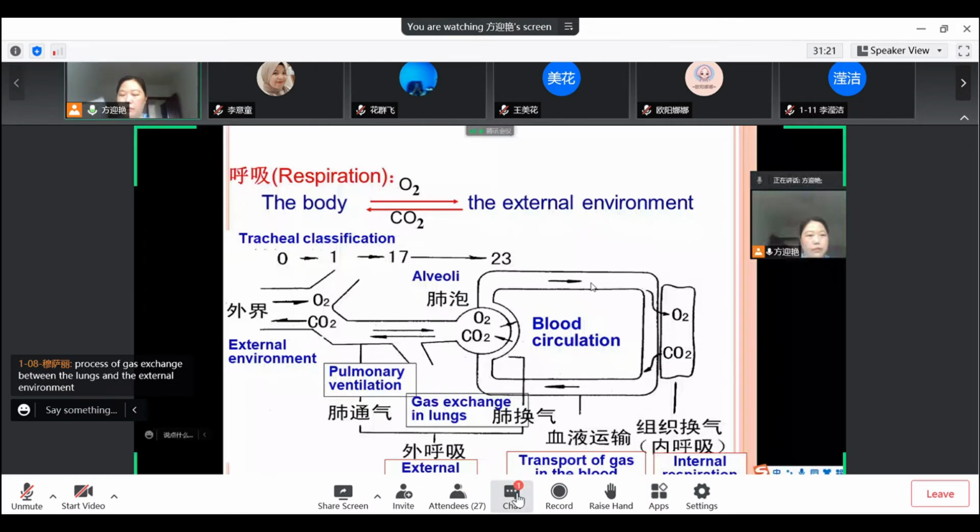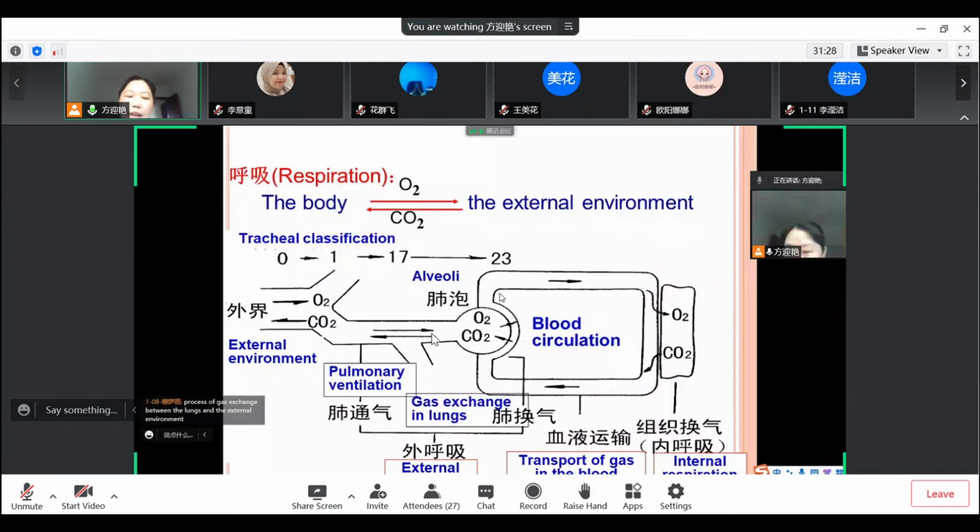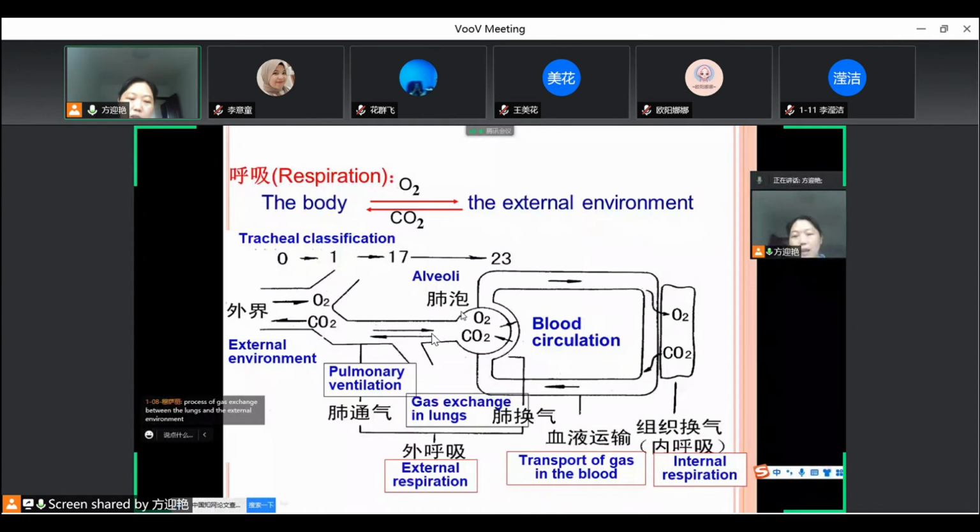The process of gas exchange between the lungs and the external environment. Yes, thank you, Masali, very good. It also means the process of gas exchange between the lungs and the external environment, as we can see here. Between the lungs and the external environment, there is gas exchange here. And then, who can tell me, this gas exchange means gas movement, and we know gas movement needs force.